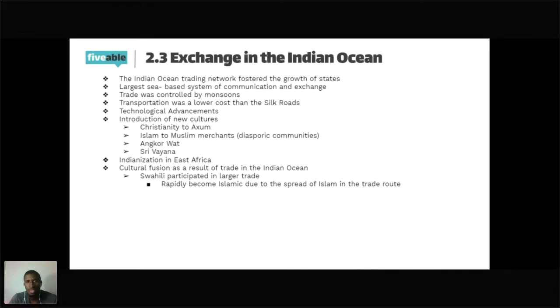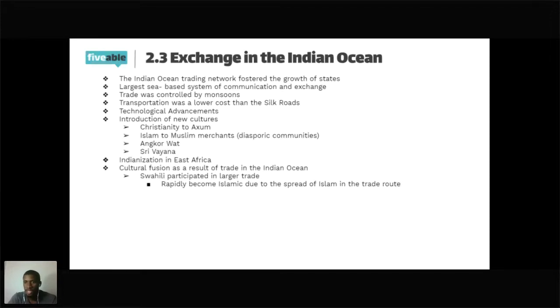So basically, the goods being shipped were not as expensive and could be carried in higher quantities and in bulk. Their trade along this route was controlled by monsoons, as along with the sea back then, they could not predict where they were going to be transported. So the monsoons were an indication to them of where specifically they were going to go in that time. Yes, I just covered that transportation was low in comparison to the Silk Roads.